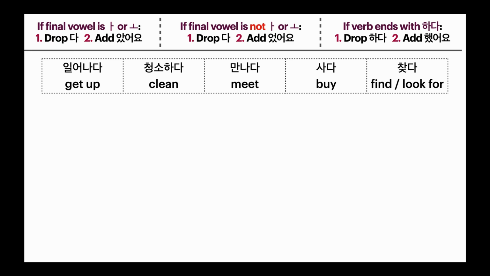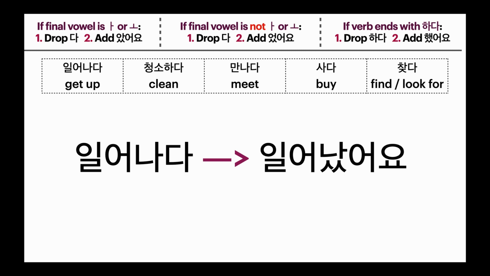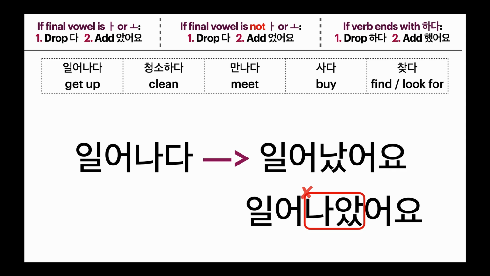The word for get up is 일어나다. How would you say got up in polite form? 일어났어요. And just like 가다, this na, a vowel is far too redundant and it just merges into na. 일어났어요.